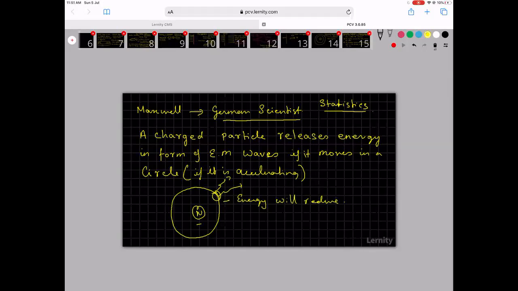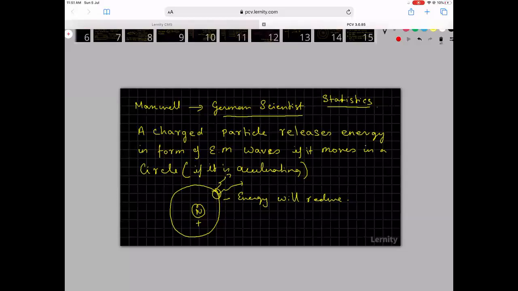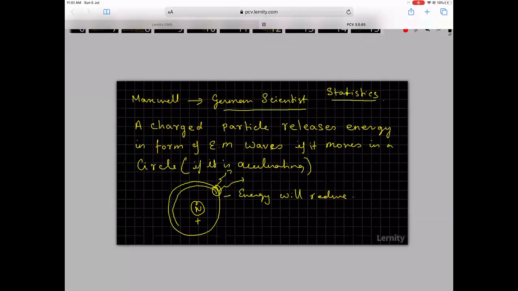Electrons are negative, the nucleus is positive. So if their energy reduces, what should happen? They should slowly come like this, and then they should fall inside the nucleus. Do you understand? So the electrons cannot move in a circle, they must spiral and fall into the nucleus, is what Maxwell said. Do you understand what Maxwell said?